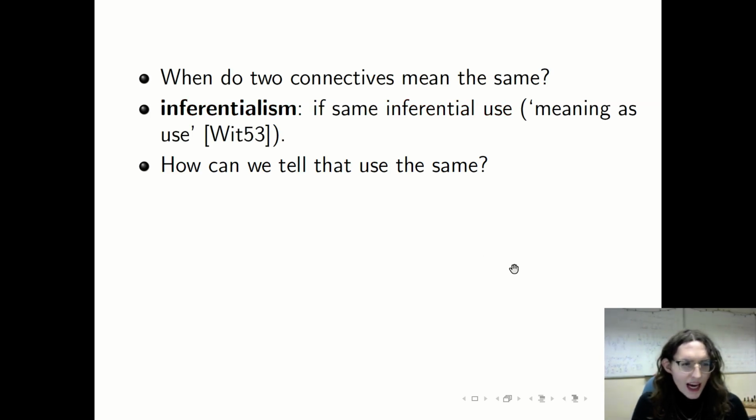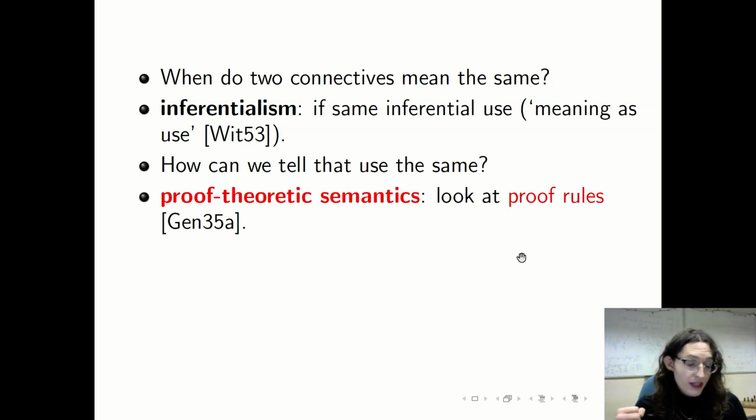But how can we tell that we use two connectives in the same fashion? Well, here proof-theoretic semantics gives a molecularist answer. It tells us, look at the proof rules. They'll tell you how the connectives are used. This idea can be traced to Gentzen's notion of the connective rules as definitions of the connective.